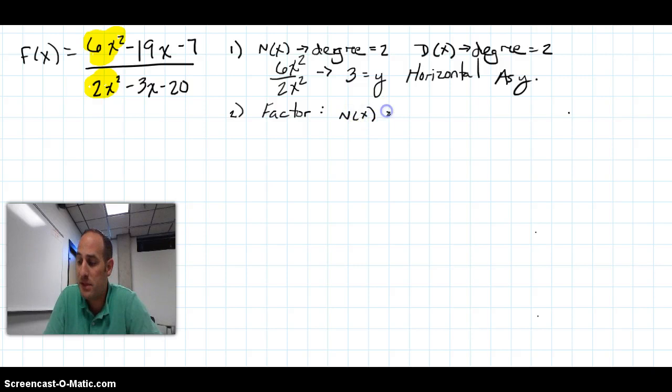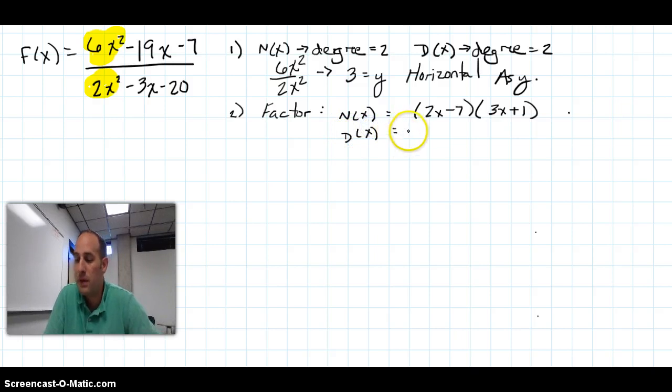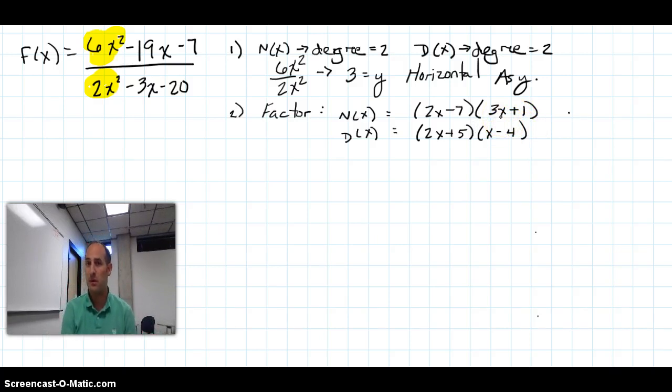And since I've done this ahead of time, when I factor those, we're going to have 2x minus 7 and 3x plus 1. And for d of x, we're going to end up with 2x plus 5 and x minus 4. So you can see out of the four things I just wrote, the four sets of parentheses, none of them on the top are in common with any of them on the bottom. And since they're not, we do not have any holes in this graph.